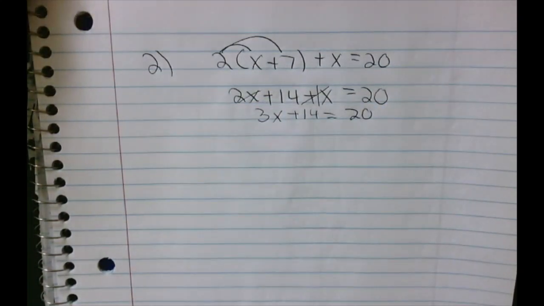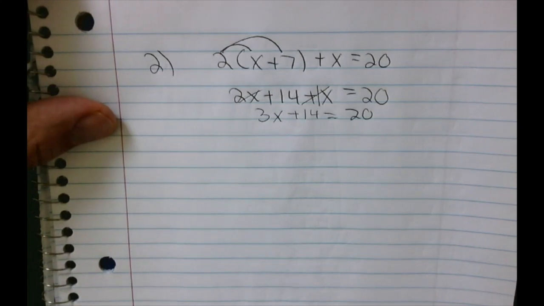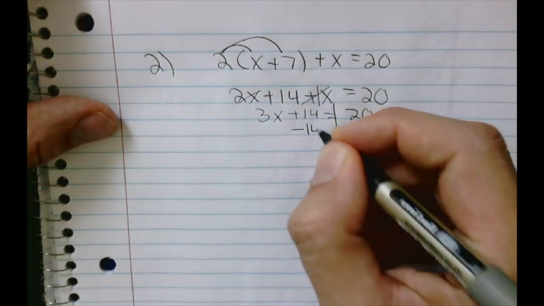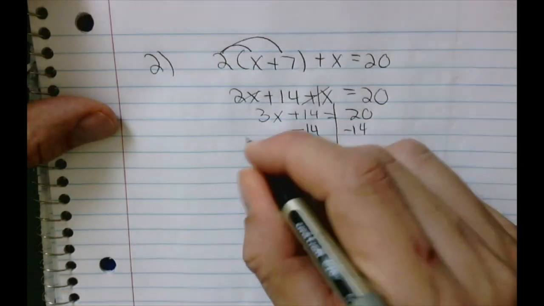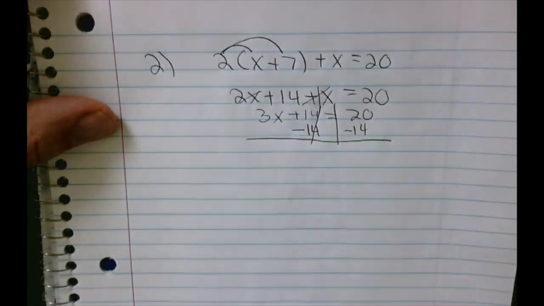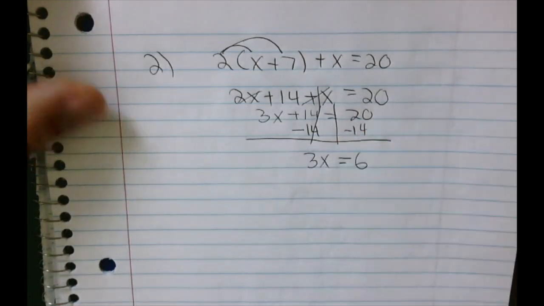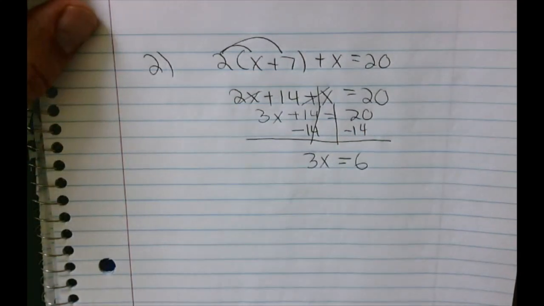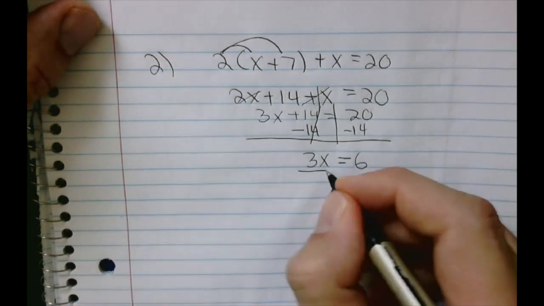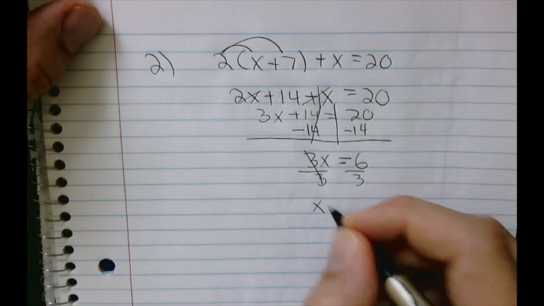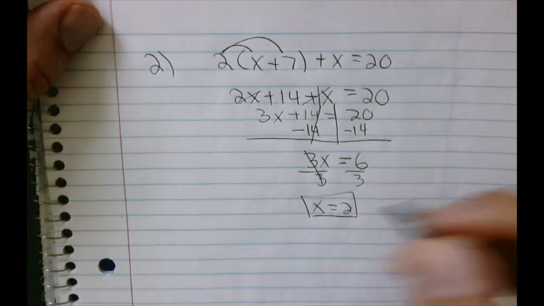Next, I notice that I have a two-step equation. So, we draw a line through my equal sign, perform inverse operations, to get 3x equals 6. Next, I notice I'm multiplying, so I'll divide both sides by 3. And x is equal to 2.